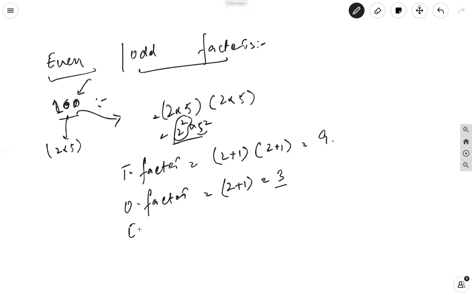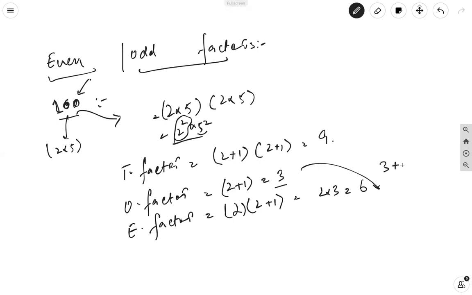And for total even factors, just keep the power of 2 intact, that is 2, and just add 1 to the other one. So this is 2 into 3, which is 6. So these add up to 9, which is the total number of factors.